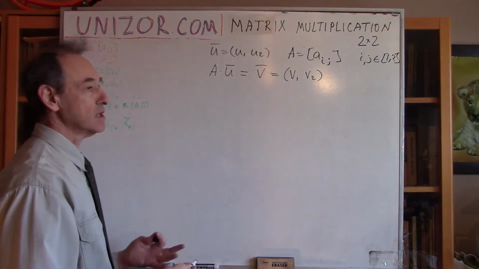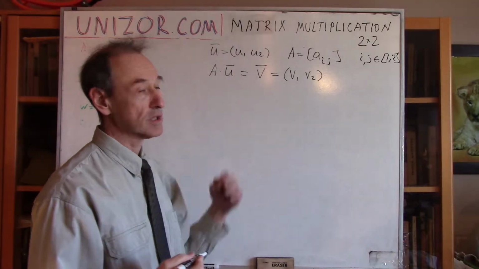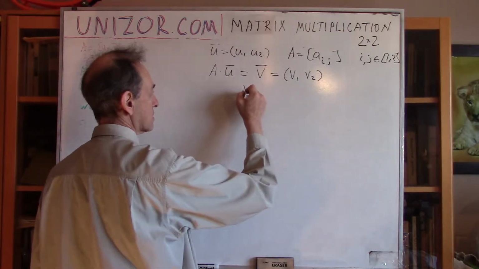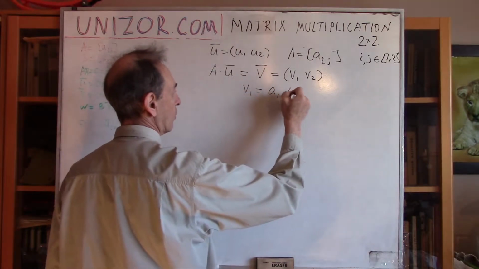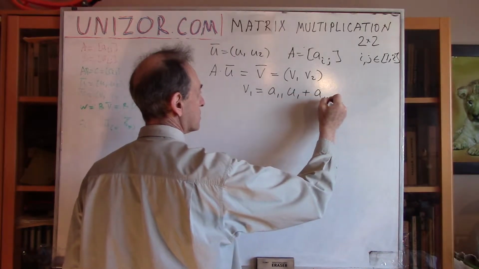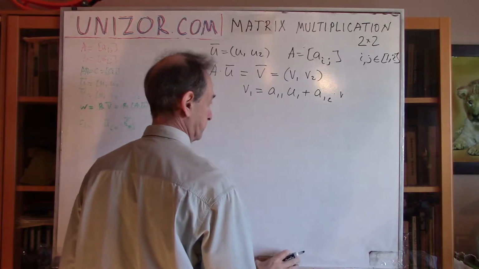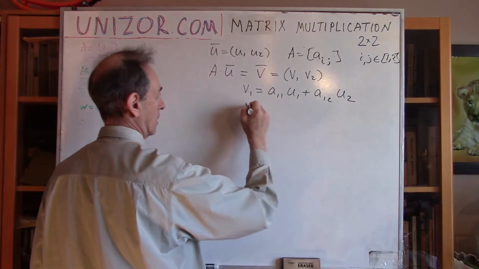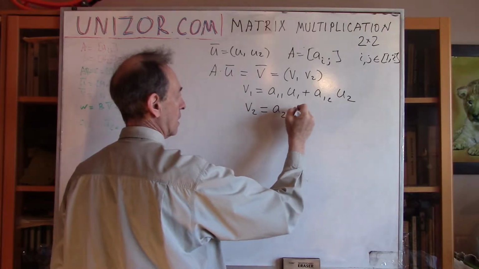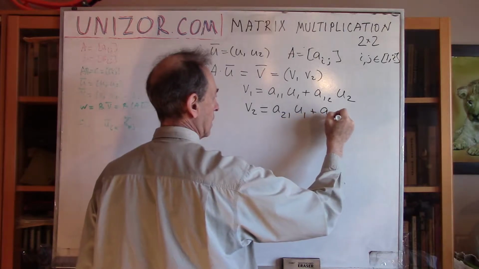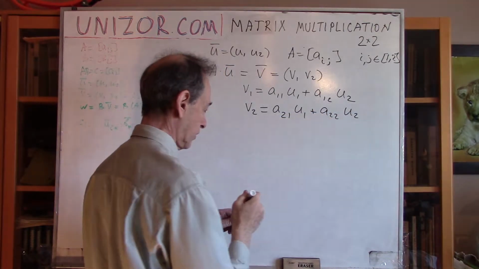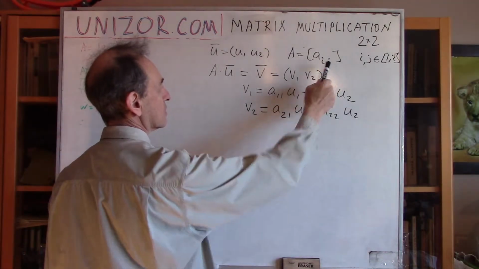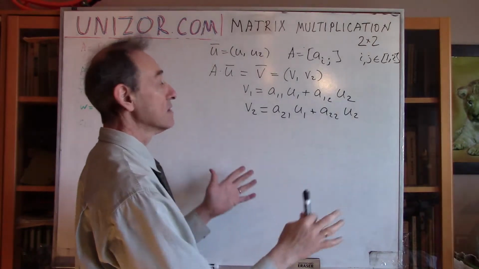Now, how are the coordinates of the vector v expressed in terms of u and matrix A? Well, this is something which we have already done many times. That's how the coordinates of the vector u are related to the coordinates of the vector v using the linear transformation described by the matrix A. So this is given to us.